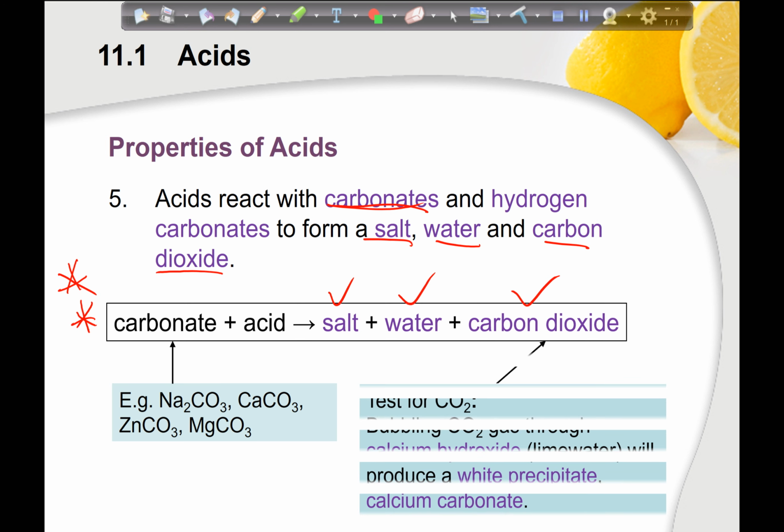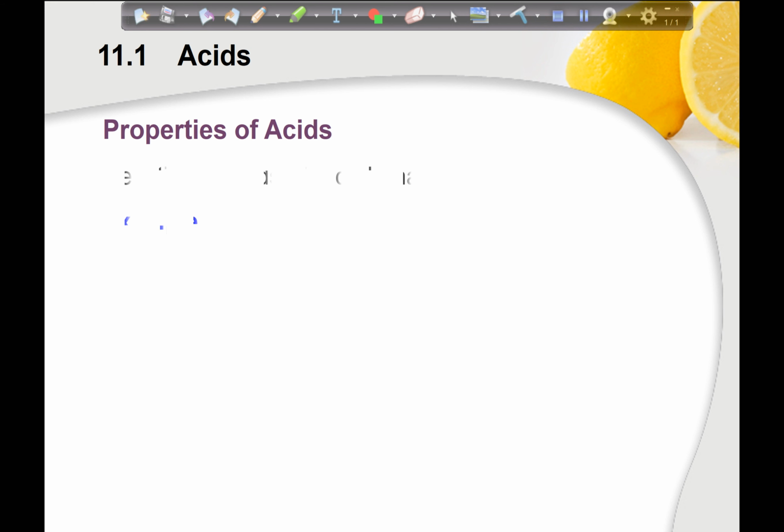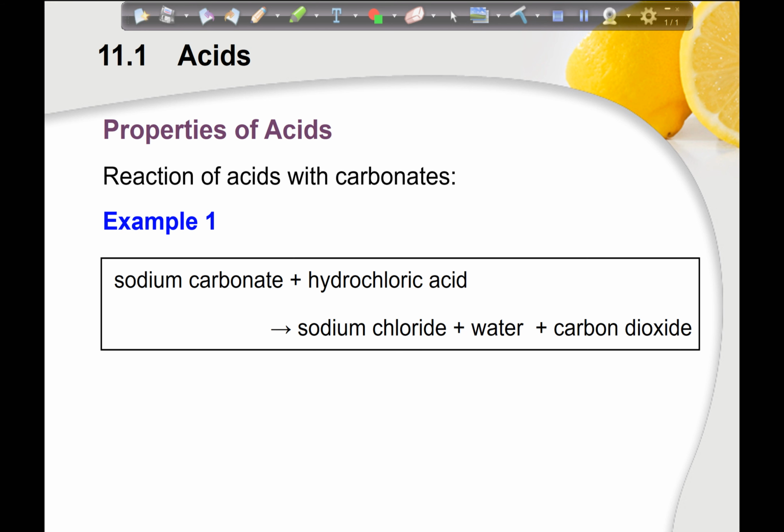So some examples, and how do we know that carbon dioxide is produced? Basically, we will bubble the gas through lime water, also known as calcium hydroxide. It will form a white precipitate known as calcium carbonate. Alright, so an example of it with carbonate. Take note again, the moment I identify it as a carbonate with an acid, straight away I will get a salt plus water plus carbon dioxide.